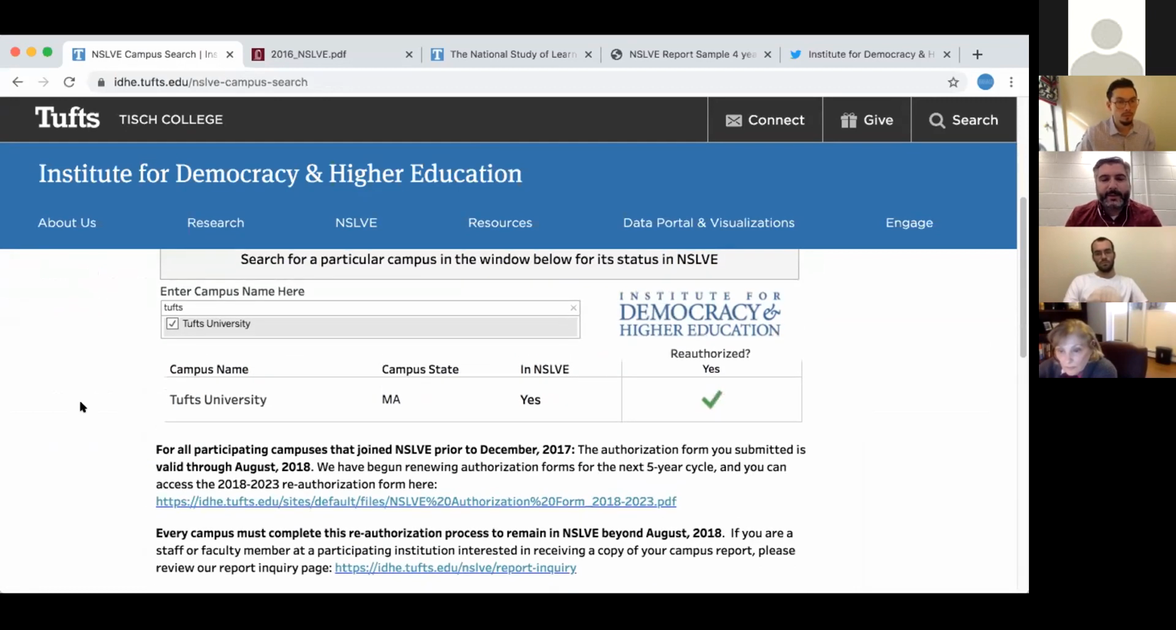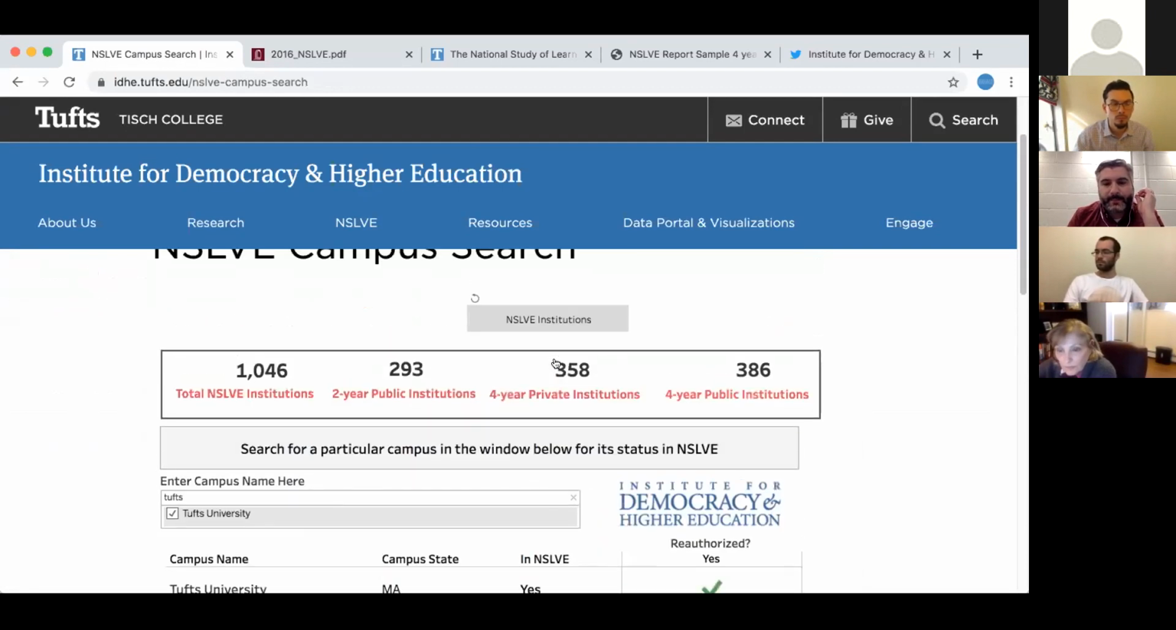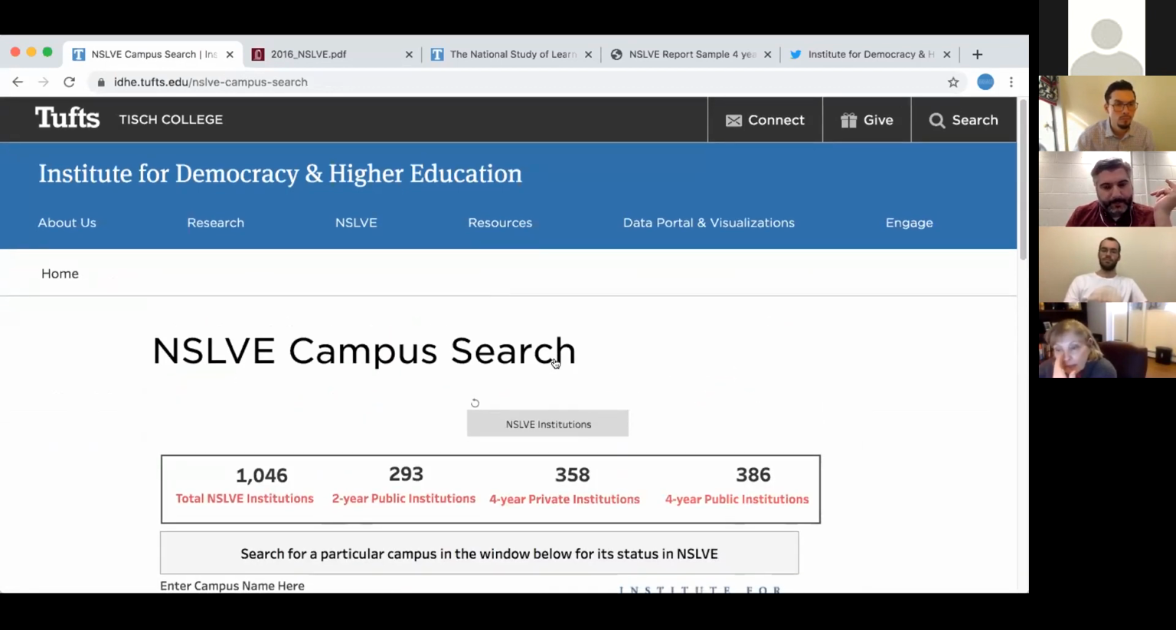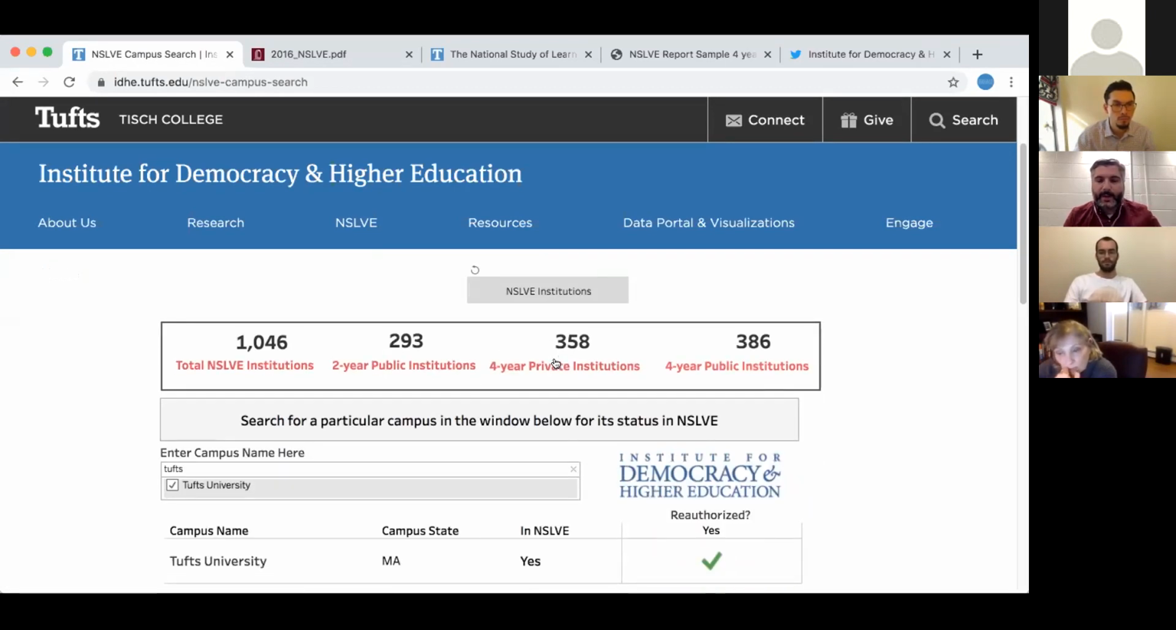You can see Tufts University, which is where our office is based, is in Massachusetts. It's in NSolve and it has reauthorized, which was a process we went through in 2018. Once you find out if your school is in here, that's a good way to know, okay, yes, our school does have a report, or doesn't.